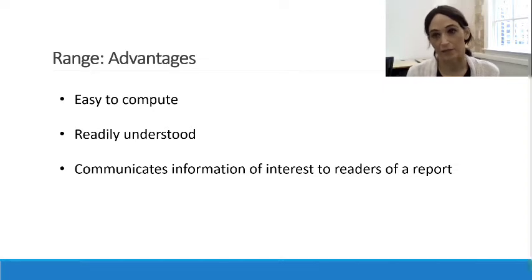It's relatively easy to compute. All I have to do is know the lowest and highest values. It's readily understood, although it could be more informative if we anchored it to values. But it does communicate information of interest to readers to report. So if we were looking at a study of cancer, you could simply look at the range and determine, did this sample include a wide age range, or was it a relatively narrow age range that was included in the study sample?